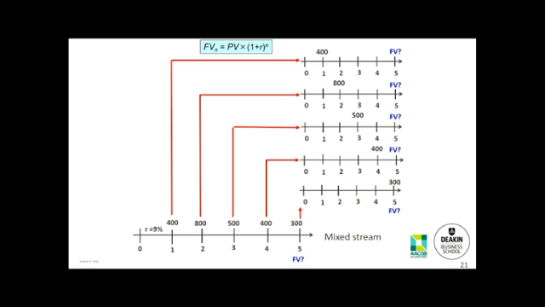Let's work it out one by one, step by step. So first of all, your first cash flow is $400. Am I right? Now look, I want to compound this cash flow, $400, to year 5. Do you agree? So I want to compound it to year 5. How many compound periods? From year 1 to year 5, how many compound periods?